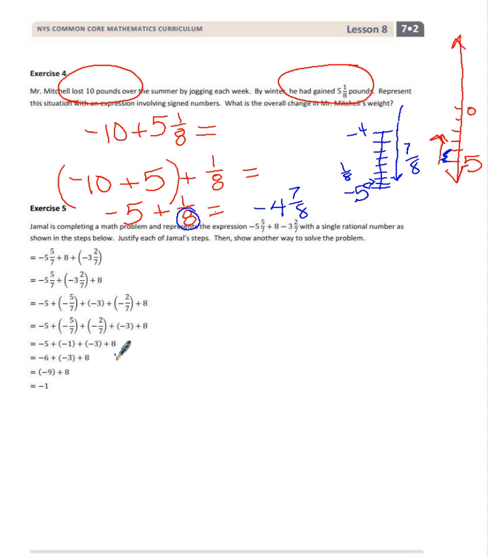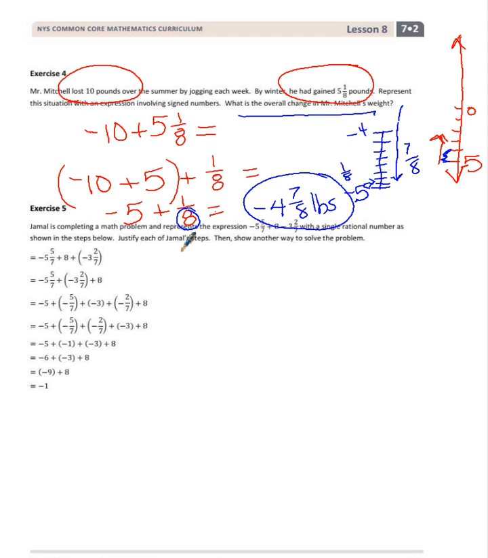All right, now exercise 5 says, let's go back up here and let's put a label on this because it says, what was his overall change? He still lost 4 7/8 pounds. Okay, so make sure we put a label. Jamal is completing a math problem and represents the expression negative 5 5/7 plus 8 minus 3 2/7 with a single rational number as shown in the steps below. Justify each of his steps, then show another way to solve the problem.